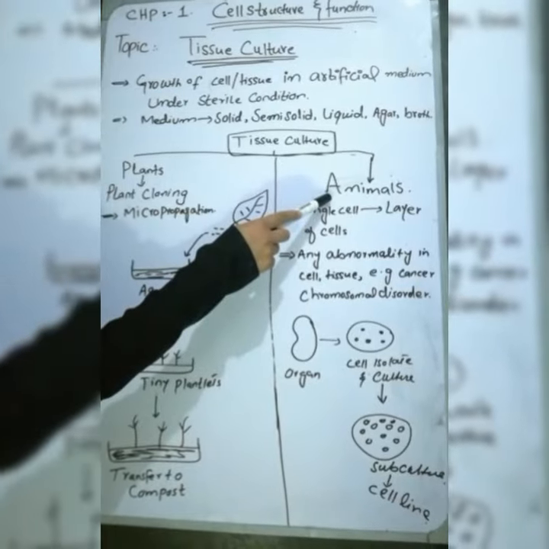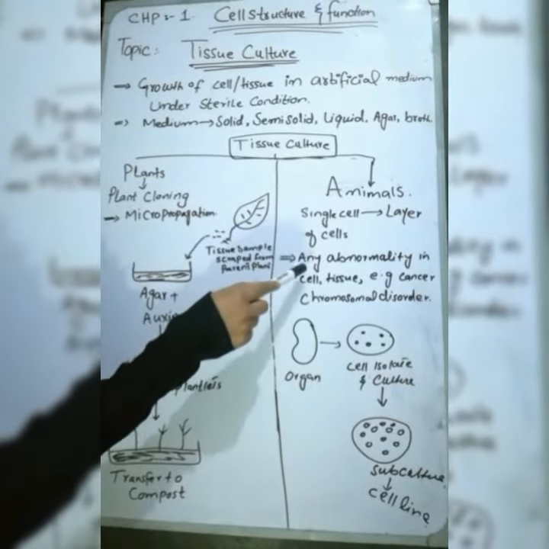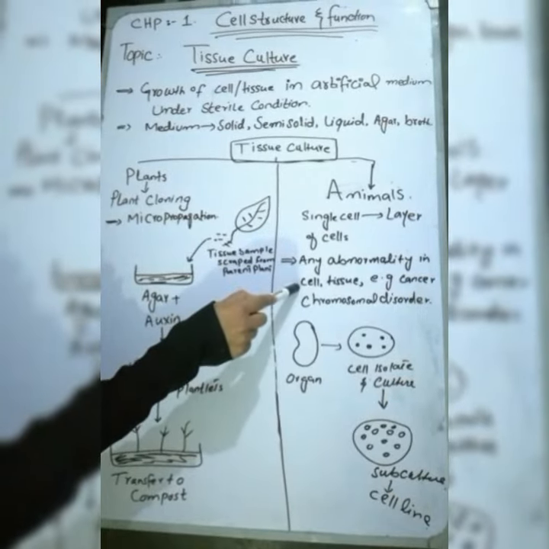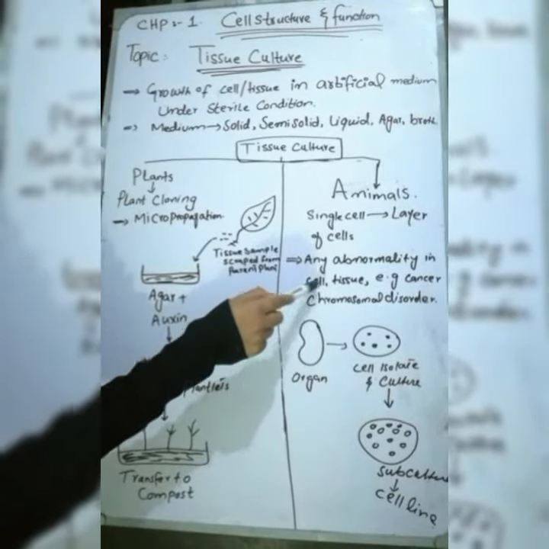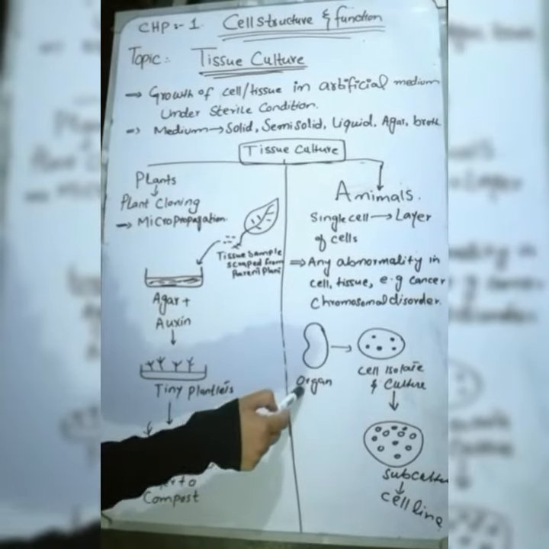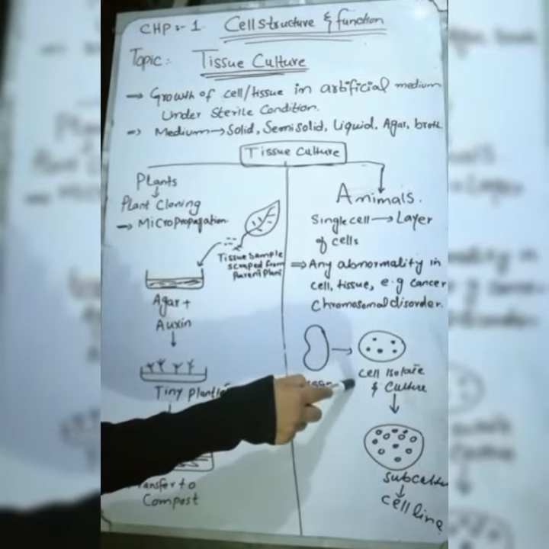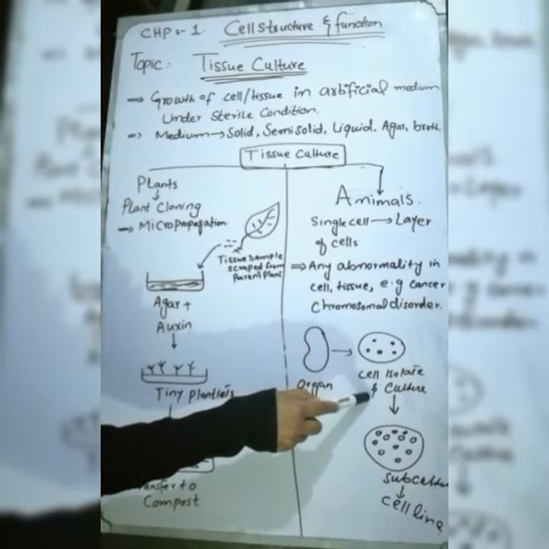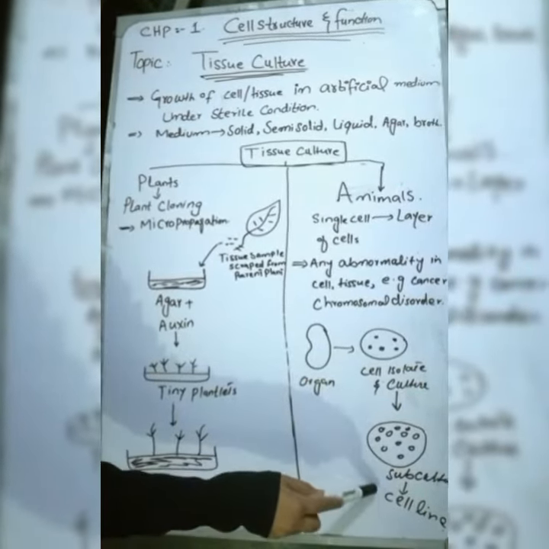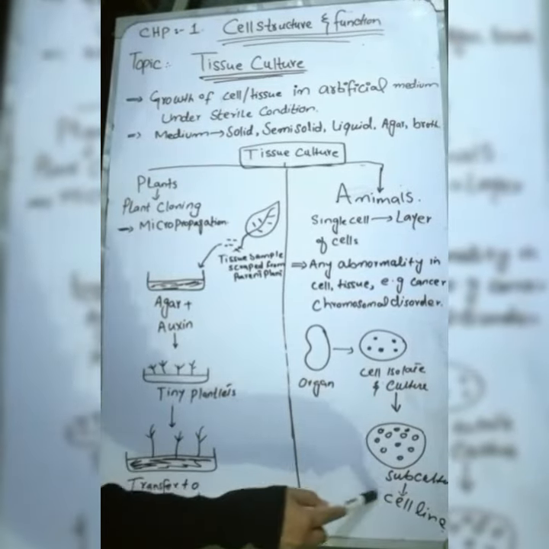The tissue culture in the case of animals, we use it to see any type of abnormality in the tissue or in the cell. For example, it is widely used in cancer or chromosomal disorders. From the organ, we can isolate a cell and then culture it. After culturing it, we subculture it, and further we obtain a cell line.